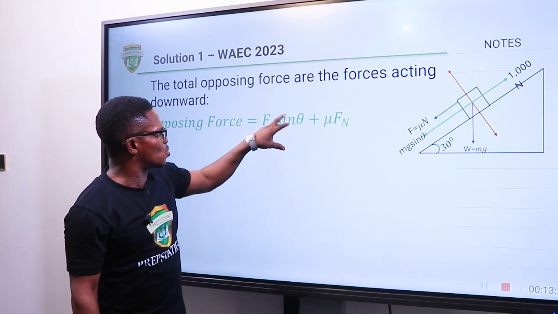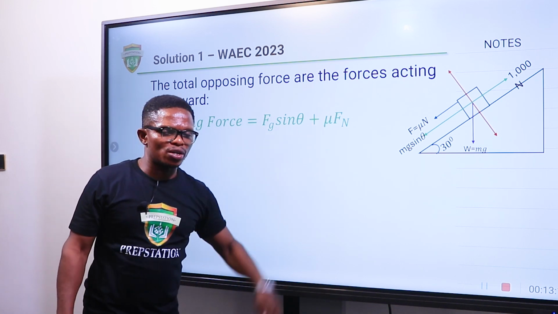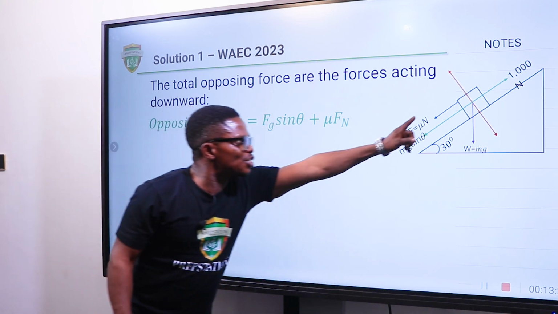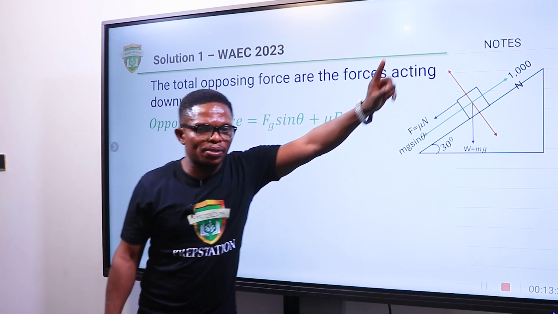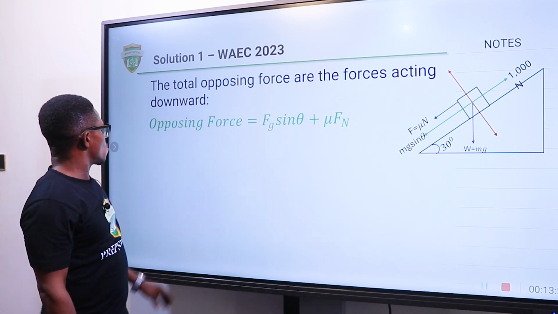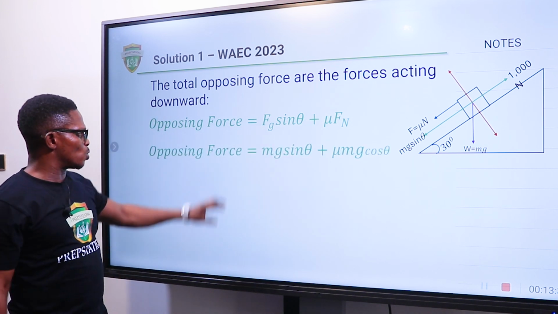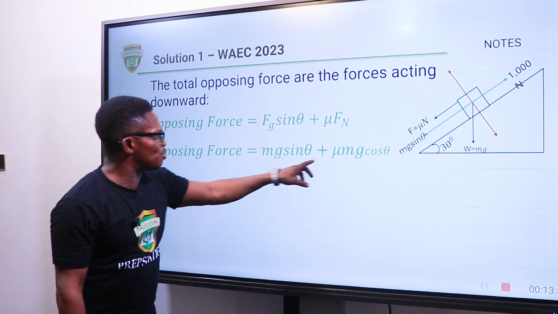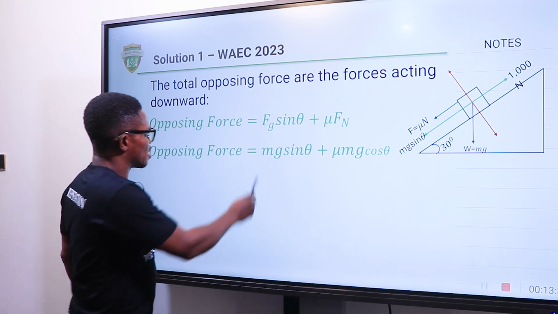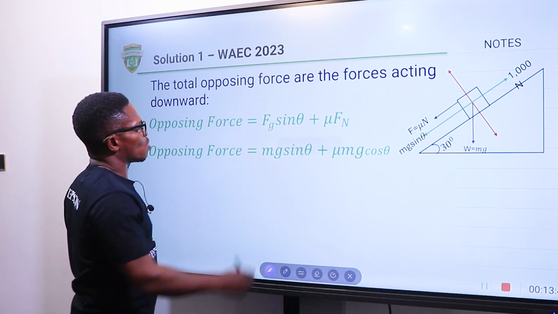Opposing force equals Fg sine theta plus mu Fn. Mu is called the coefficient of frictional force. Why is it opposing? Because the tensional force tends to pull the object up, but these 2 forces here are opposing the motion. So we have opposing force equals this, all right? So opposing force is equal to mg sine theta plus mu mg cos theta. How do we arrive at this? This Fg is a formula that denotes force of gravity.